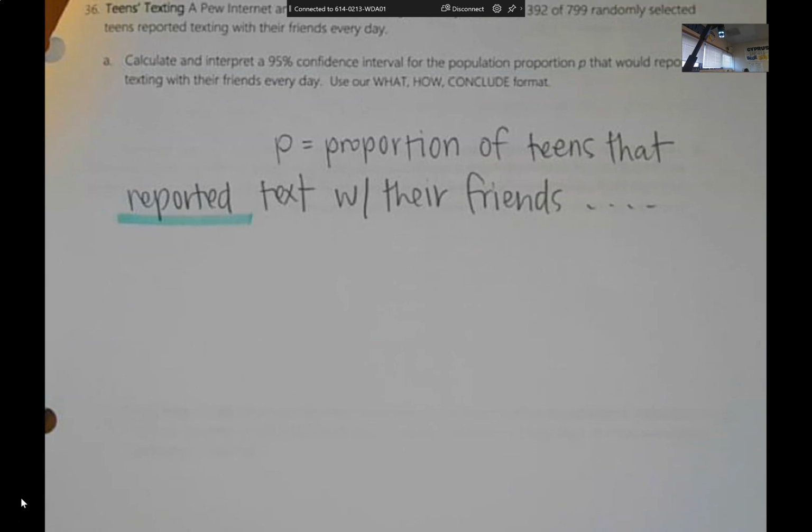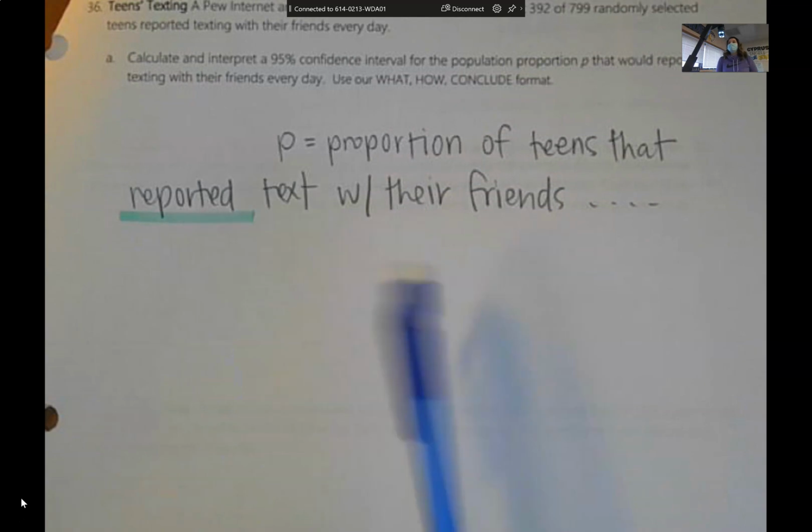We're not estimating the true amount that reported. We're estimating the proportion of teens that would report or will report, not the amount that reported, because that means you truly talked to every teen and know the proportion that reported. Does that make a little bit of sense? Are you sure? Okay.